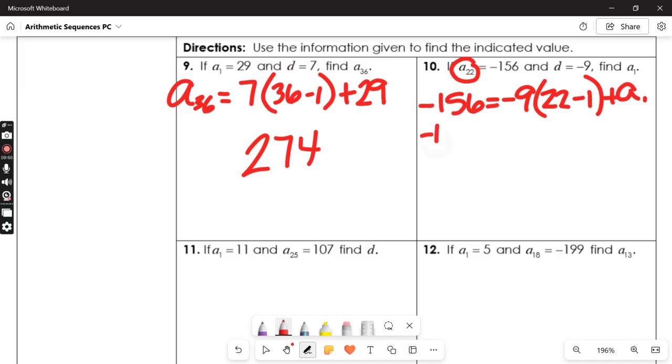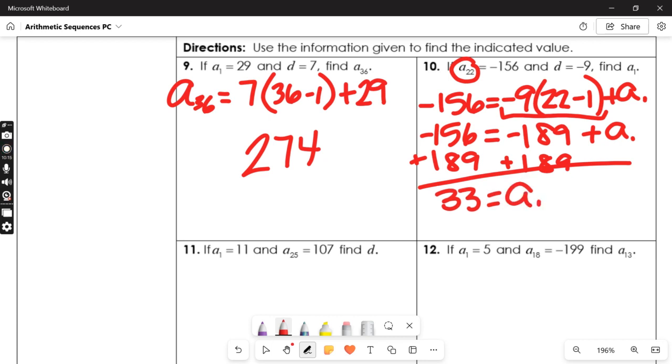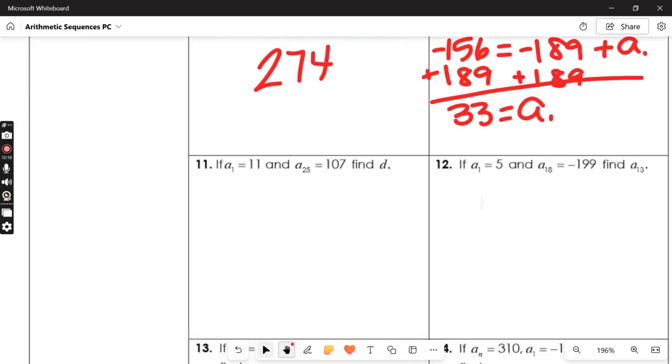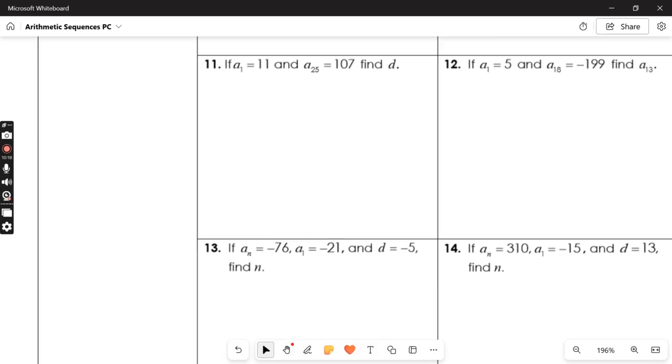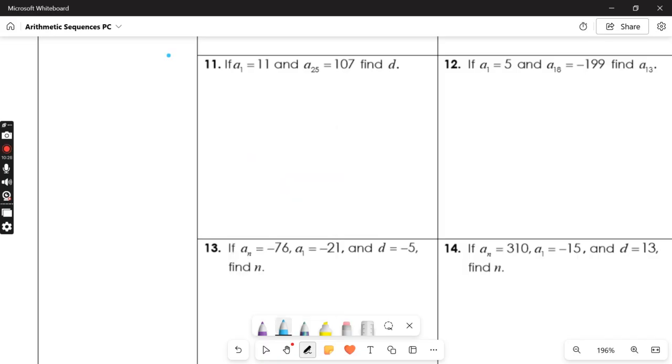So this will be -156 is equal to, I'm going to complete that subtraction and multiplication, and I get negative 189. And then I'll add that 189 to the other side of the equation. So I'm doing negative 156 plus 189, which is 33. So I'm plugging in the information it's giving me and using it to find the missing term.